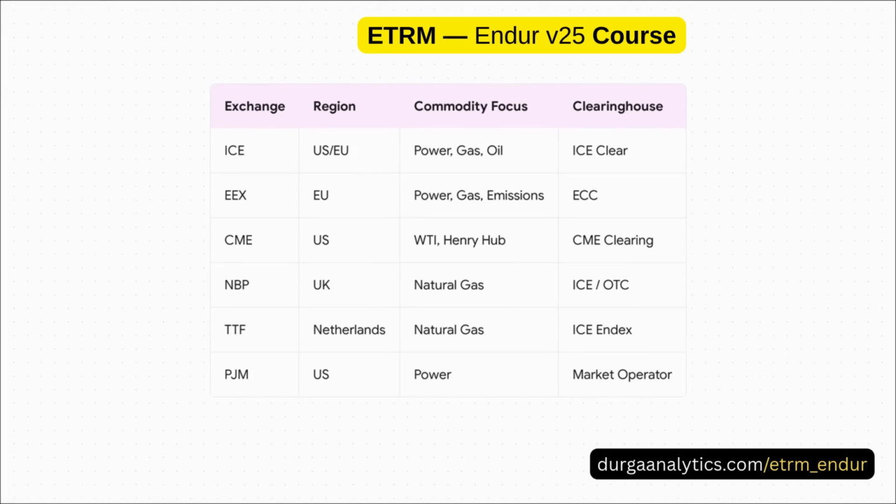This table shows you how diverse this whole landscape is. You've got ICE, which is a giant in oil and gas in both the US and Europe. You've got EEX, which is the key place for European power, and of course CME, home to massive benchmarks like WTI crude. Now, the big takeaway here isn't just the names. It's that Endur has to be multilingual. It has to speak the unique technical language of every single one of these venues and their clearinghouses, from ICE Clear to ECC. If you get that wrong, you're flying blind. You just aren't seeing the whole market.